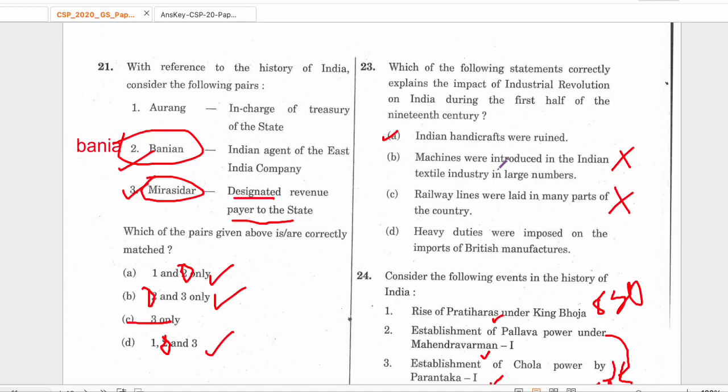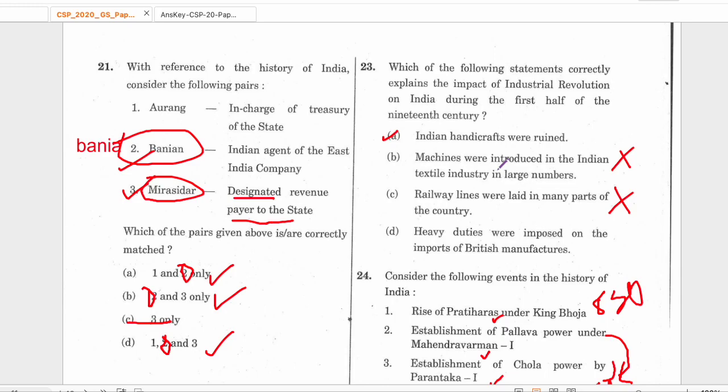And this works because the words mostly have similar roots. So the appropriate method to guess is to guess it with the Hindi language. Sometimes with Sanskrit, sometimes with Hindi, most of the time with Hindi. Okay, so 2 is correct. When 2 is correct, then C gets eliminated. Mirasidar: anything with dar is some kind of authority they are providing. Okay. Now mirasi is the appropriate word.